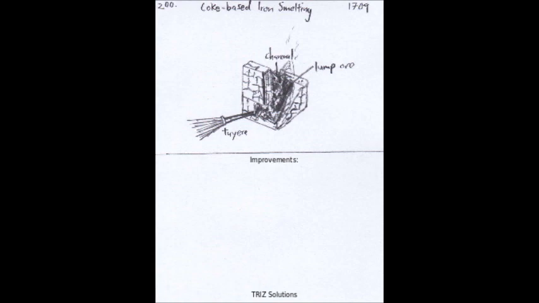Improvements to the coke process could include developing more efficient methods for coke production, reducing the environmental impact of coke production, and finding alternative fuel sources that could be used in iron smelting. Additionally, improvements could be made to the iron production process itself to reduce waste and increase the efficiency of the smelting process.